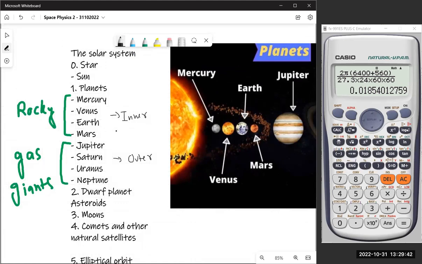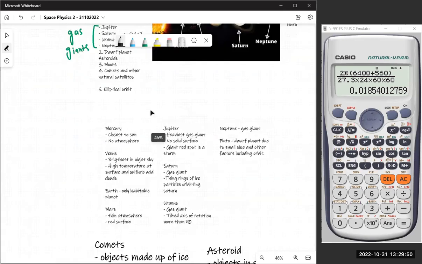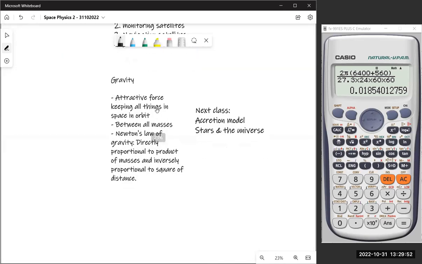Finished? Can you show the gravity thing once again? All right. So all of you write this: rocky, gas giants, which are the last four. The top ones are inner, the last ones are outer. And in gravity, okay, look.